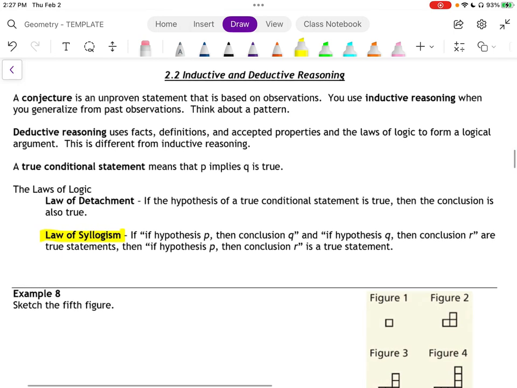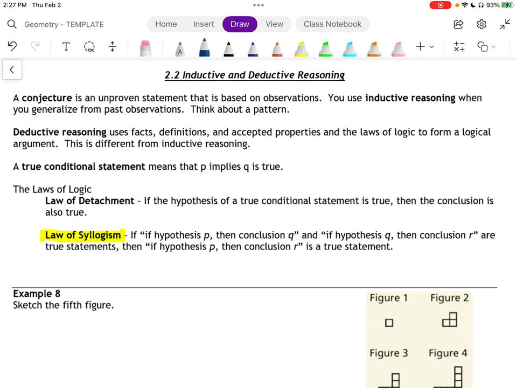So a true conditional statement means that P implies Q is true. We talked a little bit about that in the last section. And then lastly, the laws of logic. So we've got two of them. Law of detachment. Let's read this. If the hypothesis of a true conditional statement is true, then the conclusion is also true.